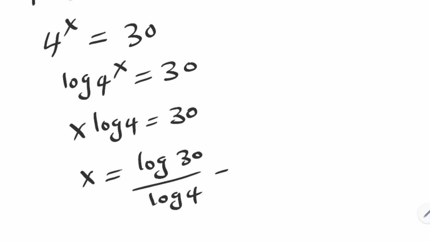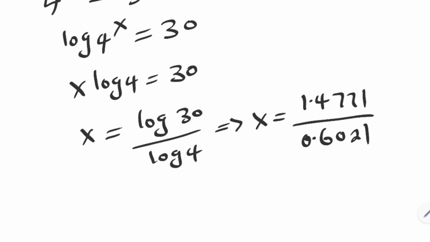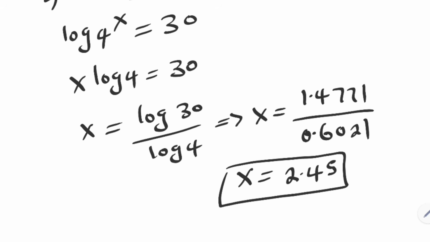Then x is equal to log 30 is 1.4771 and log 4 is 0.6021. x is equal to 2.45. This is the value of x, which you can solve in less than 10 seconds.